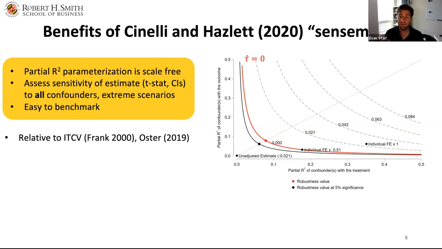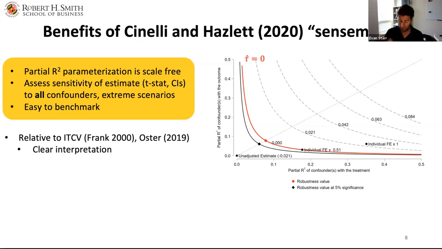There are two other approaches that you have probably heard of that have come about recently. There's the impact threshold approach from Frank, and Emily Oster has a 2019 paper that has this method. Let me talk about this briefly. What I think is the benefit of the Cinelli and Hazlett approach is that it has a really clear interpretation. Even Emily Oster admits that it's not clear what Oster's delta means.